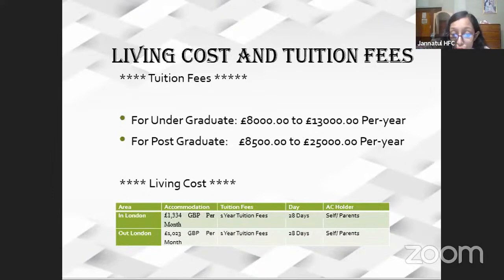You need to provide your 1 year tuition fees. You need to show your 28 days bank statement, and you also need to show your one year living expenses. As I already said, we are helping students get admission to the best universities in the UK, USA and Canada. We will do your university application as well as your student visa application.